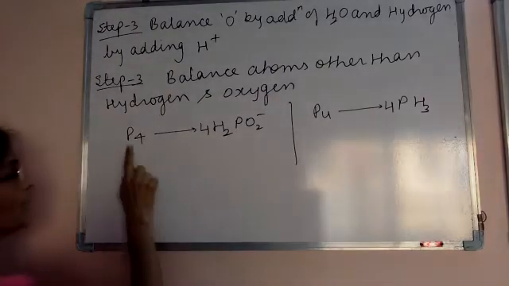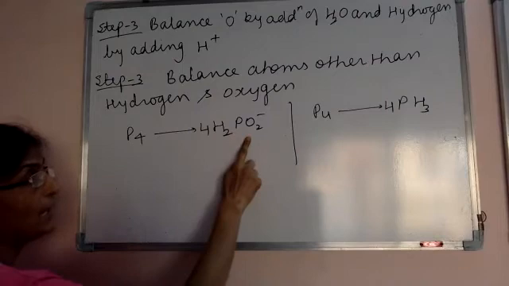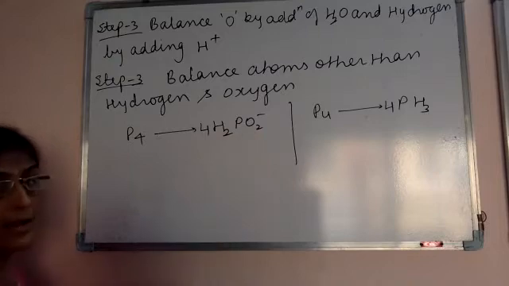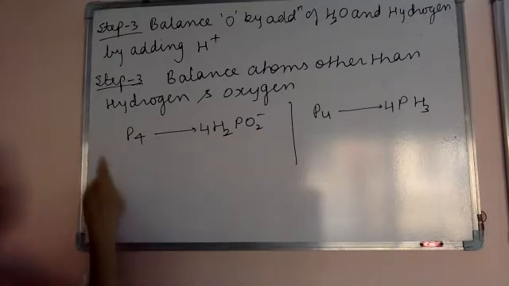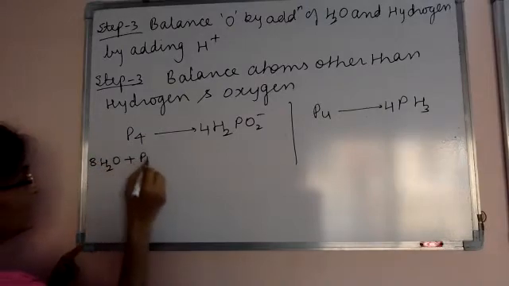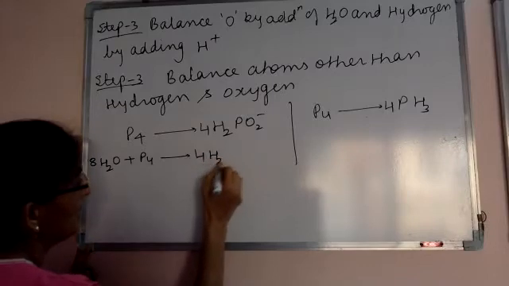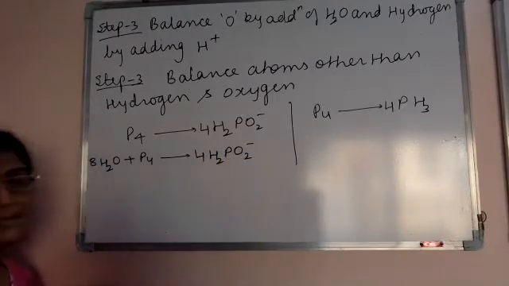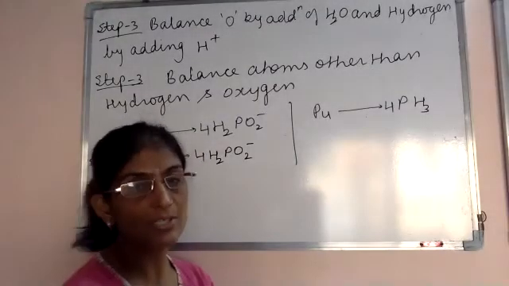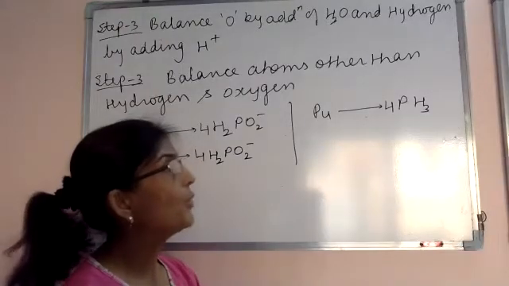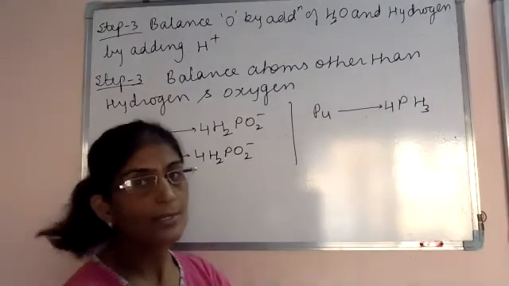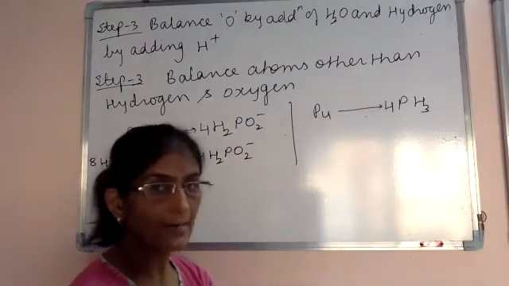Let's count. Here there is no oxygen. Here how many oxygen in total? 8 oxygen atoms are there, 4 2s are 8. So we have to add 8 H2O this side, which gives 4 H2PO2 minus. In P4 to 4PH3 there is no oxygen, neither on the reactant side nor on the product side. So no need to add water molecules in the second equation.